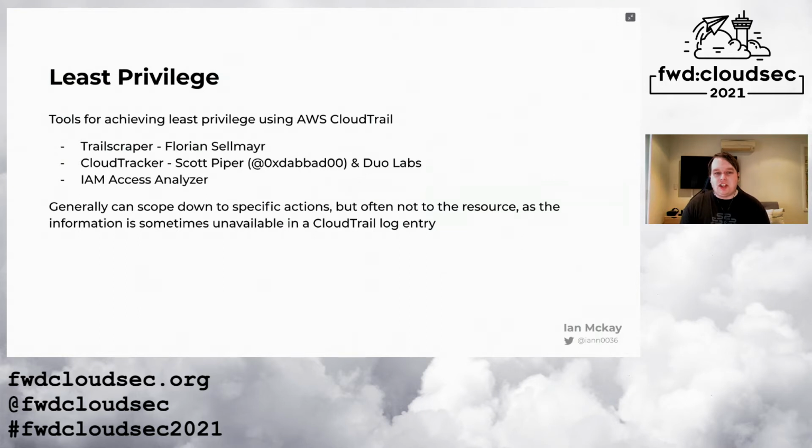There are a few tools for achieving least privilege in the wild, and these primarily use AWS CloudTrail. In the open source world, we have things like TrailScraper by Florian or CloudTracker by Scott Piper and the Duo Labs team. In the AWS world, we also have IAM Access Analyzer. Generally, these tools can scope down to a specific action, but often not to the resource itself, as the details required to construct the ARN in the resource field are not available in the CloudTrail log entry, so we don't have enough information to make that determination.